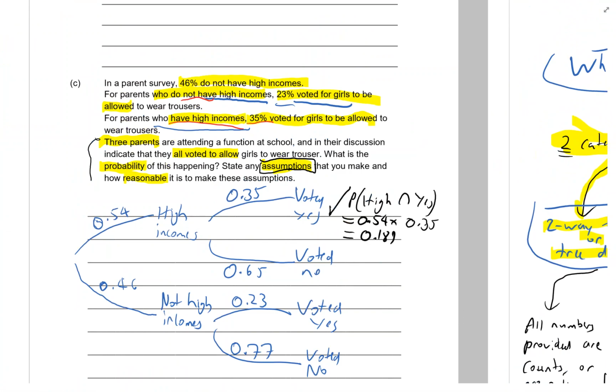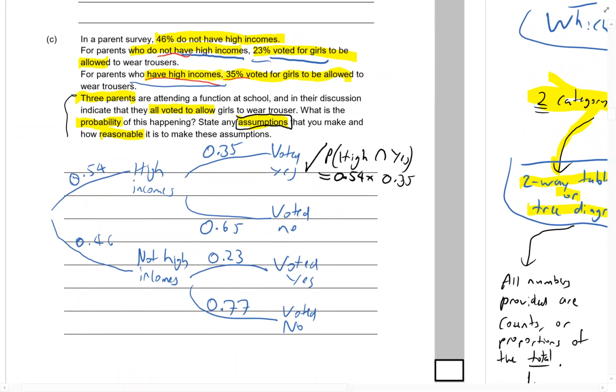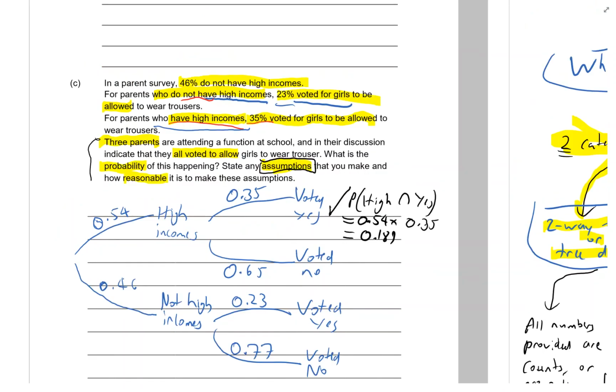Well, when we go along the branches, we multiply. So it's going to be 0.54 times 0.35. And on a calculator, we do that, we get 0.189.